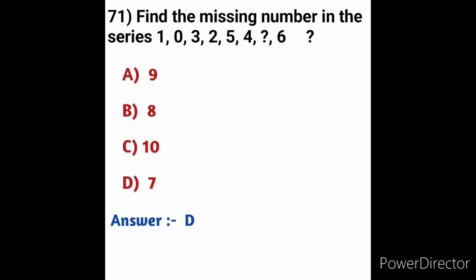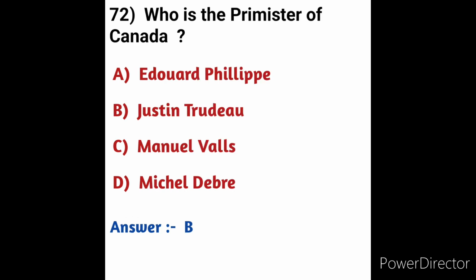On to question number 72. Who is the Prime Minister of Canada? Option A Edouard Philippe, option B Justin Trudeau, option C Manuel Valls and option D Michel Debré. Here option B is the correct answer. Justin Trudeau, the 23rd and current Prime Minister of Canada since 2015.